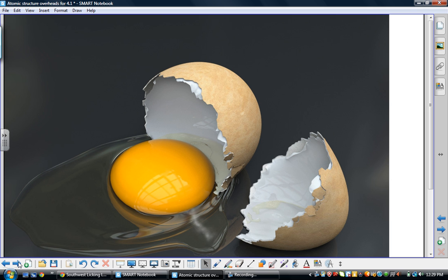A model is a representation of something that we want to study in science that we can't actually bring into the room, either because it's too big or too small or too expensive or too hard to see or too hard to study. We can make a model of it to study instead.